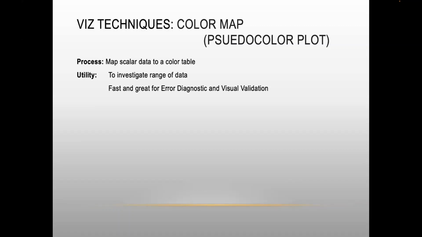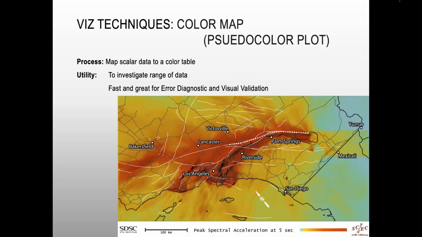And this kind of technique is very, very powerful. It allows you to easily investigate the range of the data. You can quickly see the spread of the data. And it's great for error diagnostics and quick visual validation. So here is an example of a color map or a pseudo color plot.